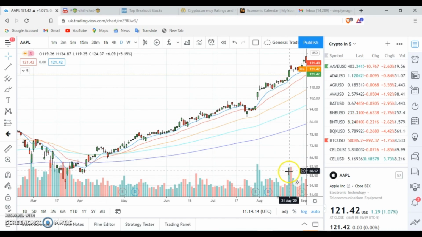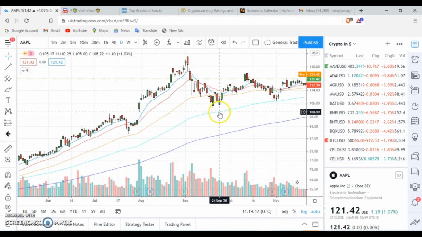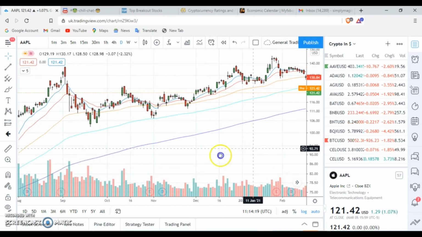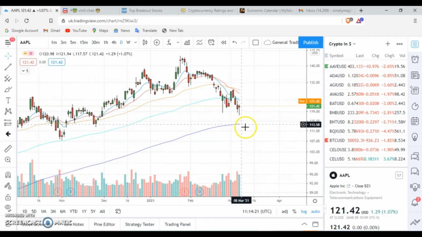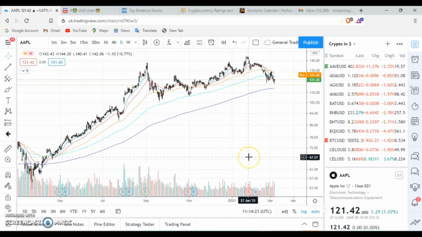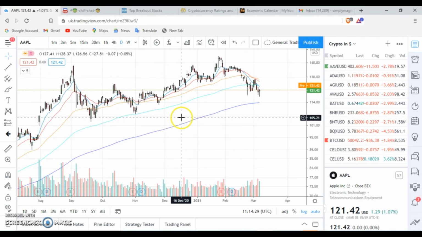Again, you see how well respected these EMAs are, right? But they don't usually break EMA 200. If they do, then it's a very bearish signal. So you can use these as your dynamic support and resistance to give you a guide as to when to enter the market.